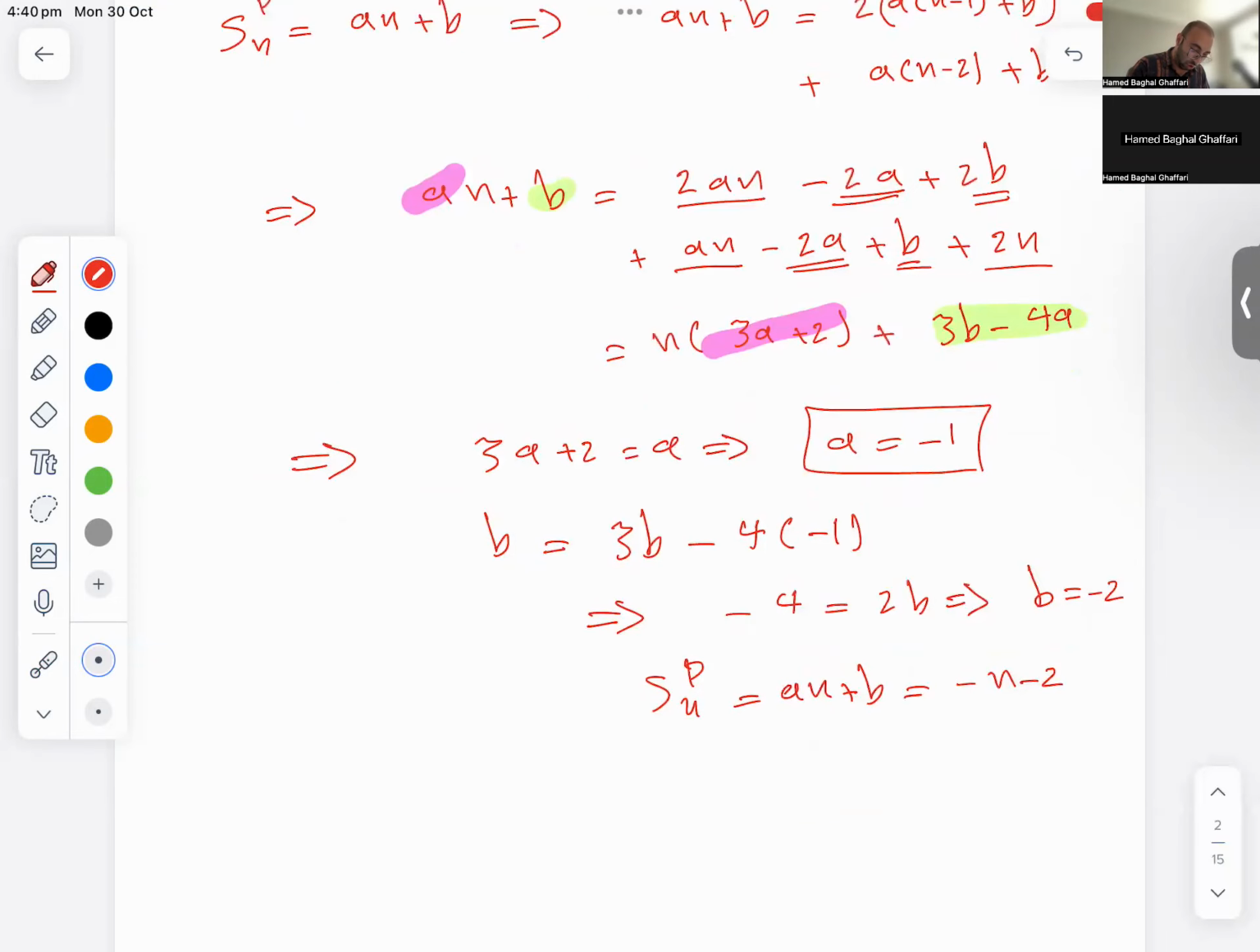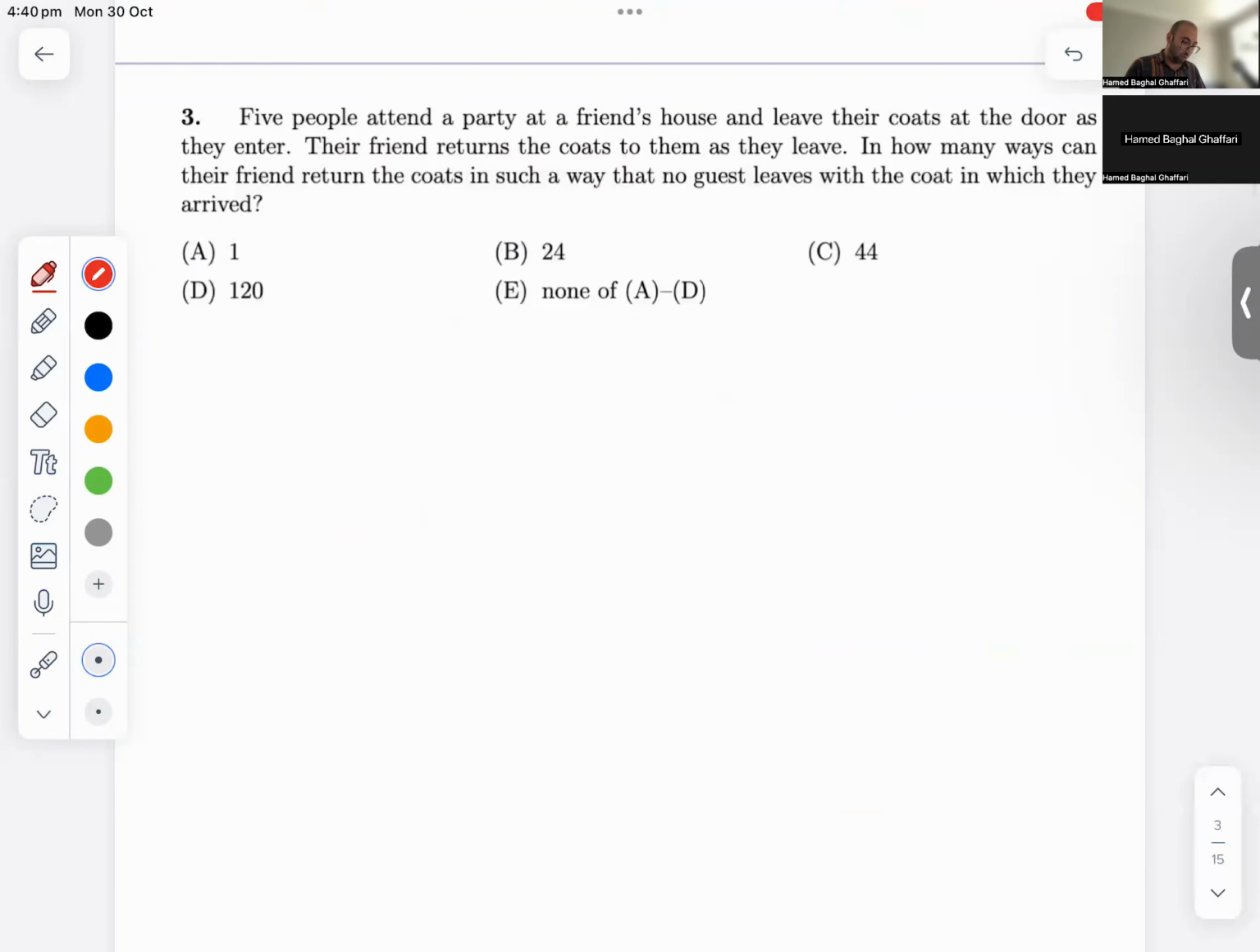All right. So question 3. We've been asked about 5 people who attend a party and leave their coats at the door as they enter, and their friends return the coats to them when they leave. In how many ways is it possible that their friends return the coats in such a way that no guest leaves with the coat in which they arrived? So this means the arrangement notion.